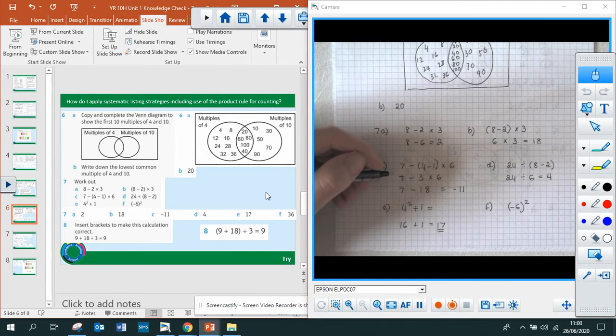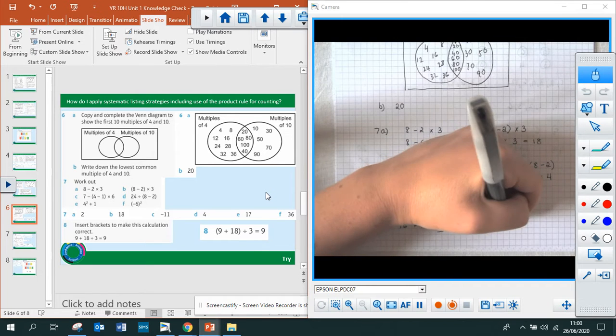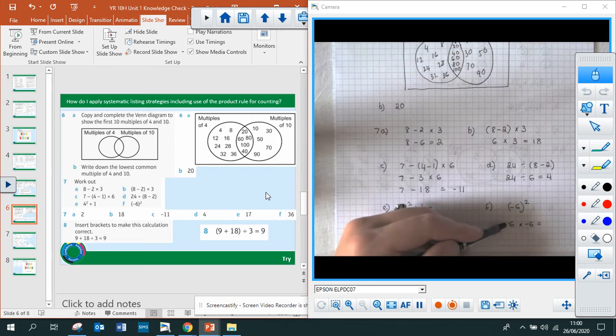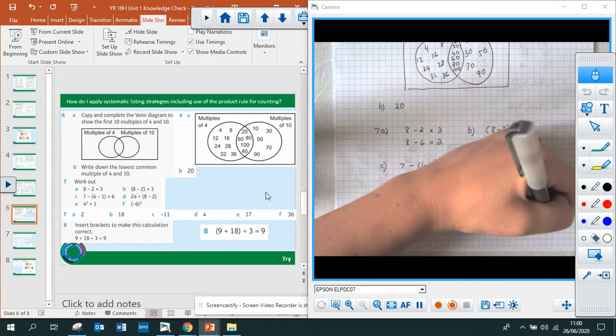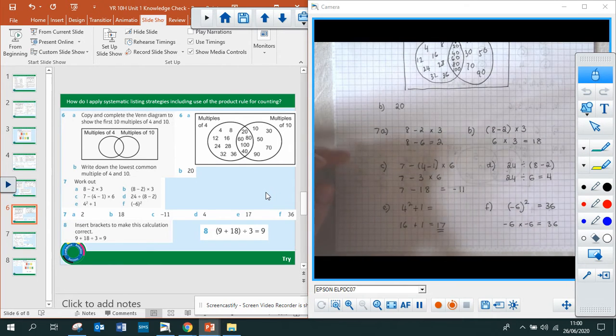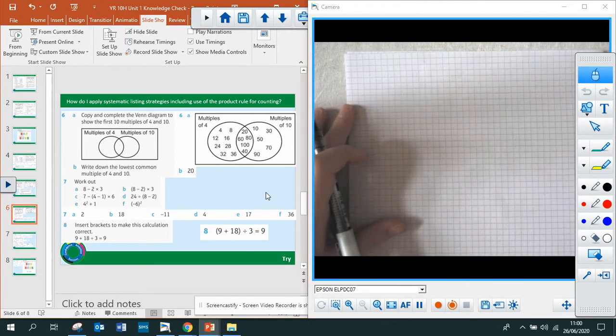Okay, so we're doing minus 6 squared. This means minus 6 multiplied by minus 6. And we know when we multiply two minuses together, we get a positive. So 6 times 6 is 36. So your answer there should be 36. Okay? And finally, question 8.